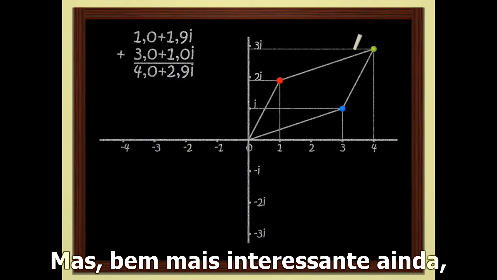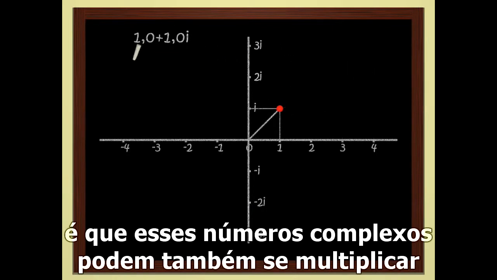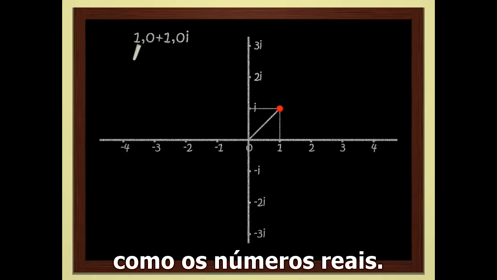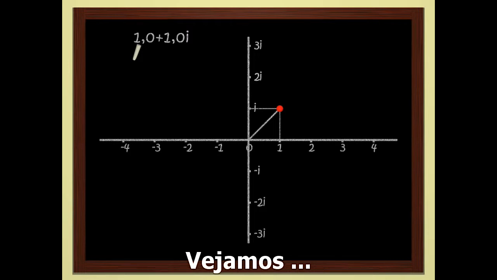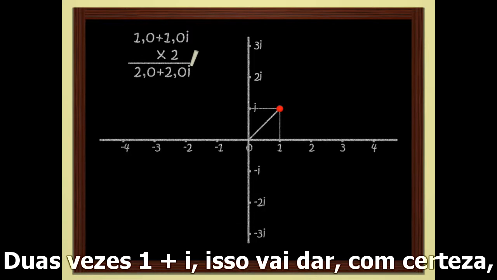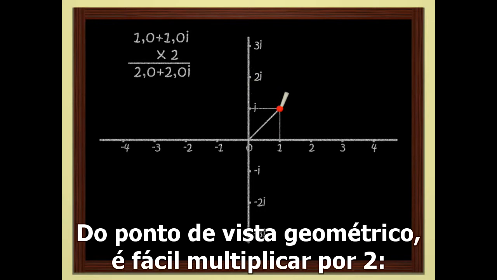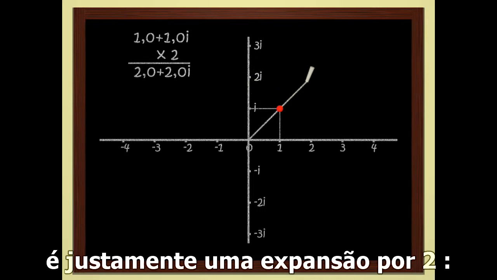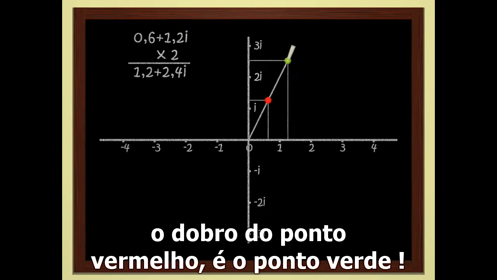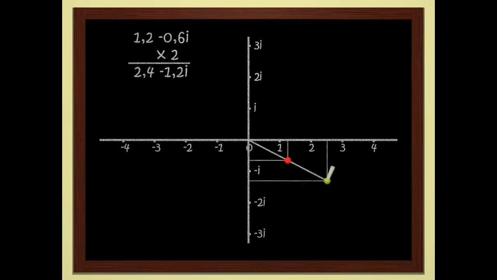Much more interestingly, these complex numbers can also be multiplied, just like real numbers. Let's see. We know how to multiply a complex number by 2, for instance. 2 times 1 plus 2i gives 2 plus 4i. Geometrically, multiplying by 2 is easy. It's just scaling up by a factor of 2. If we double the red point, we get the green point.